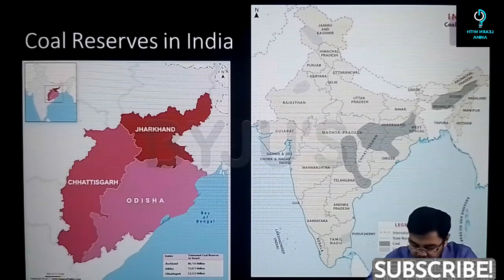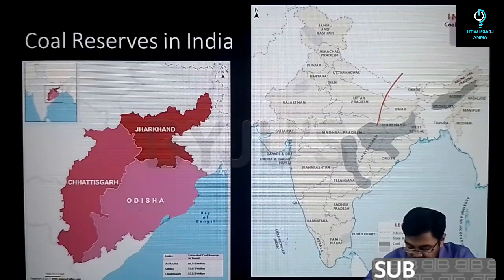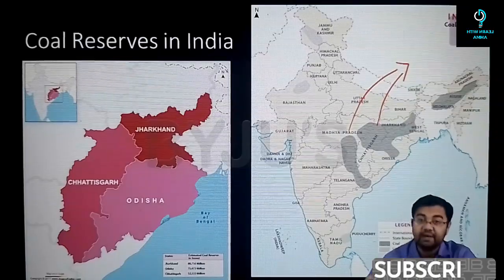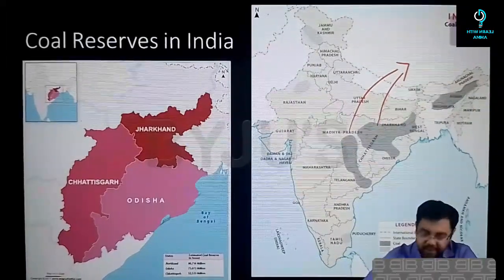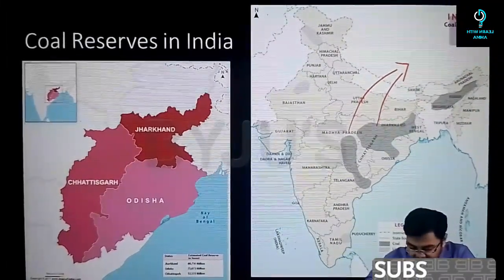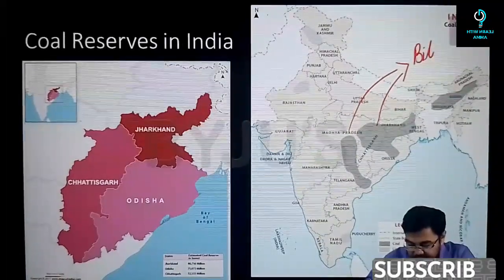Now if you look at this map, this basically gives you the states which have the coal presence. So if you look at this area, this actually is the area which has the highest amount of coal presence in India, and mainly the kind of coal that you have here is bituminous.